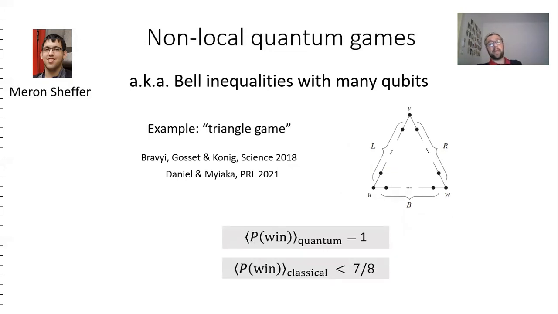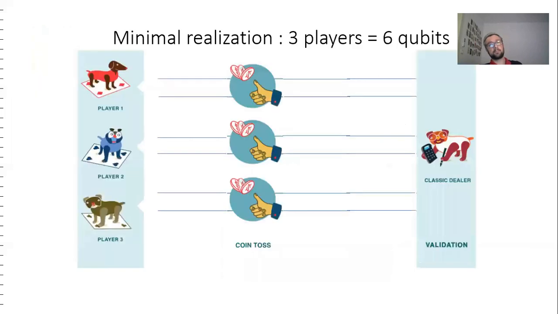This is a collaborative game in which a number, at least 3, of classical players are trying to win by satisfying certain mathematical rules. A quantum computer can win this game with 100% probability. In contrast, if the players are classical, the game can be won only 7/8 of the times, so only with 87.5% at most. Let me give you more details about the game.